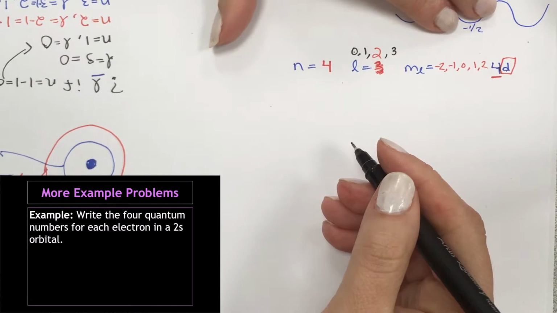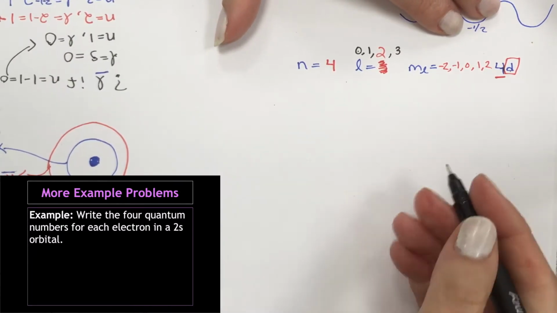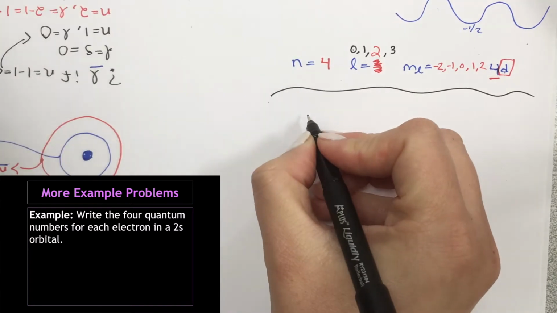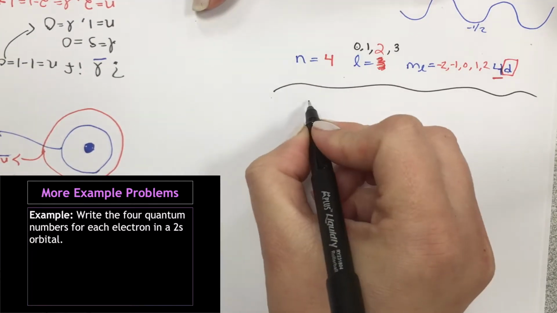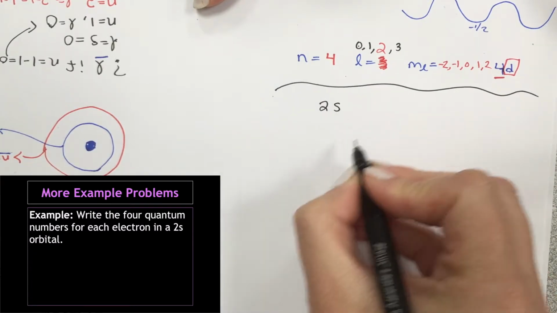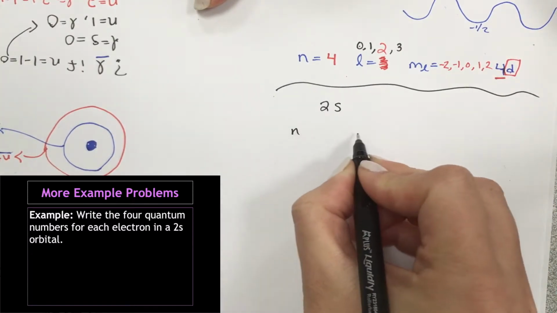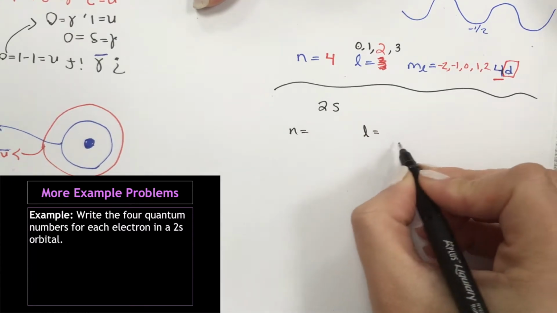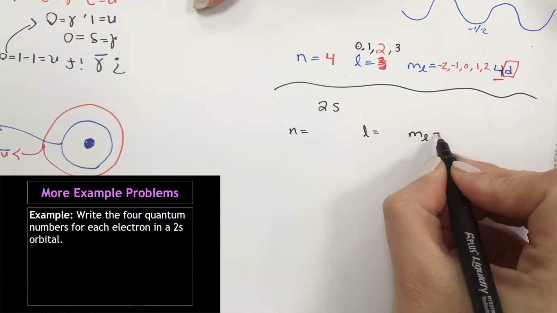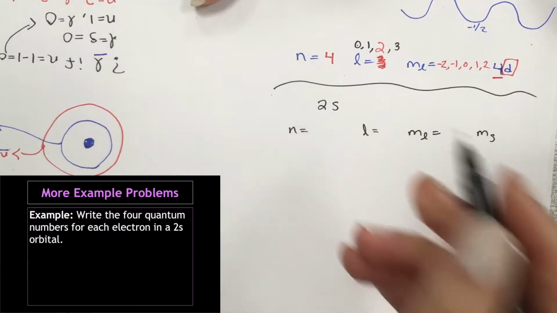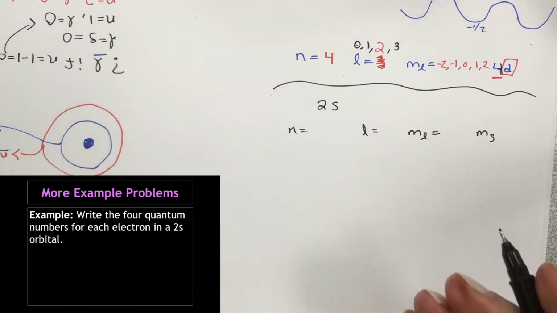Write the 4 quantum numbers for each electron in a 2s orbital. Okay, so now it's asking us to write the 4 quantum numbers. So all 4, not just the 3, for a 2s orbital. So we need to write an N, an L, an M sub L, and an M sub s for each electron in a 2s orbital.